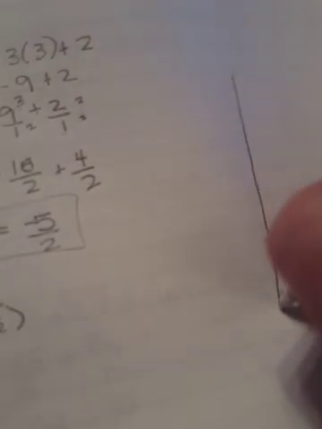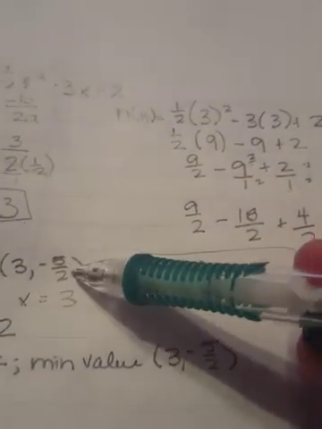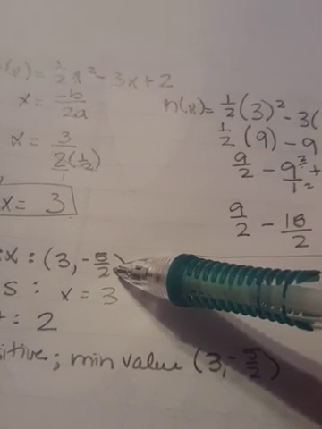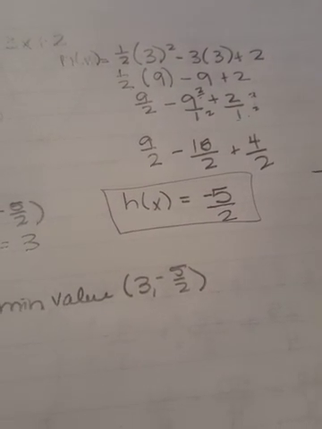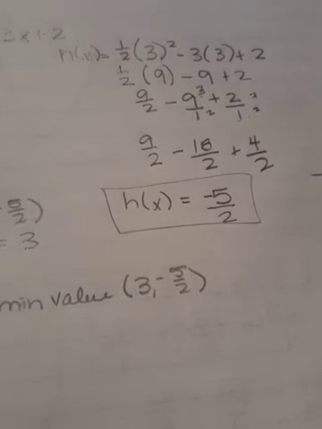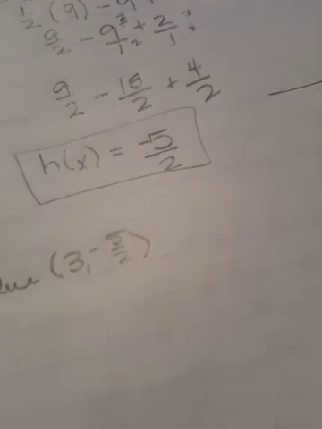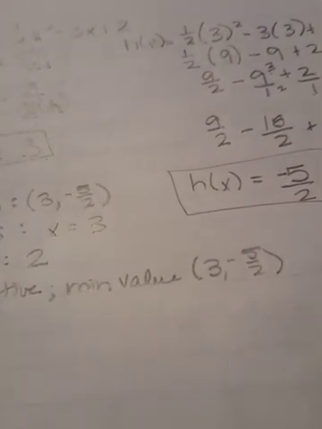Okay, so when you do your graph, we'll have over here. Our first value is going to be 3 and minus 2.5. So 3, minus 2.5. And then we're going to have the y-intercept 0 and 2. So that's about right here.